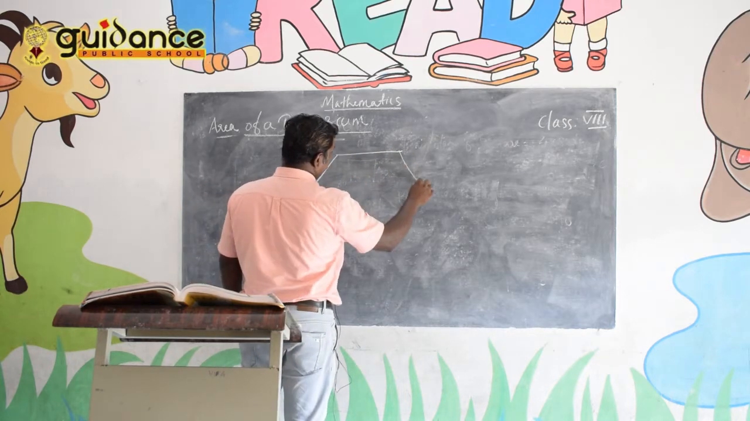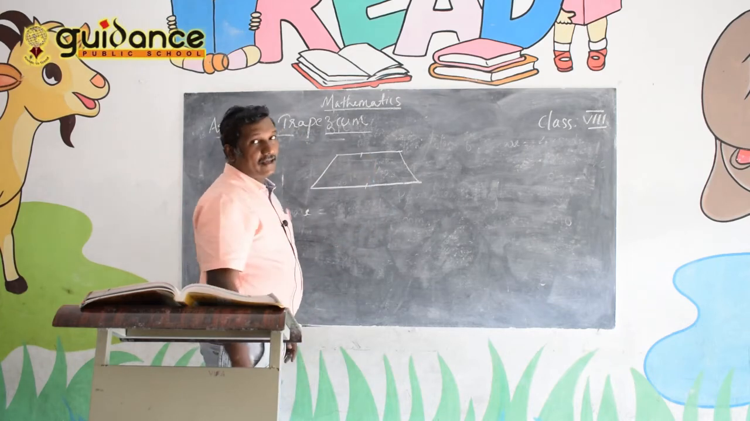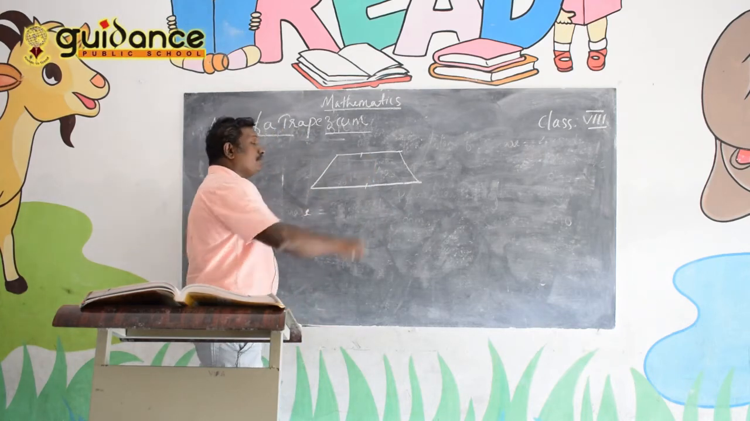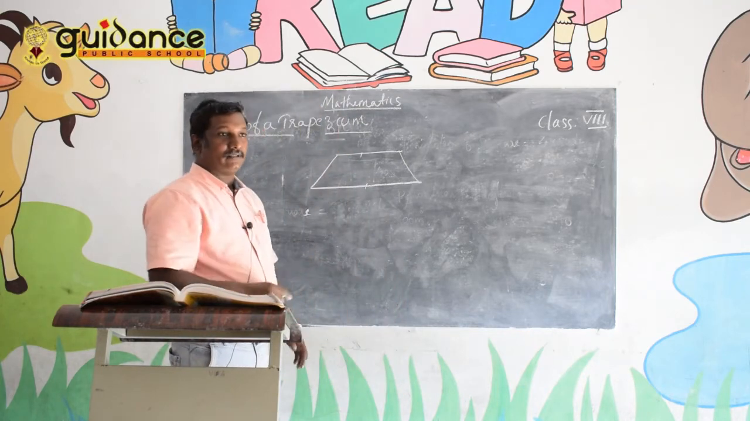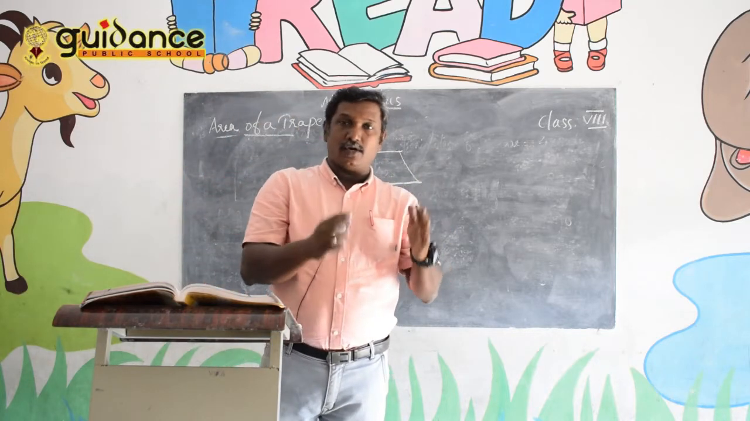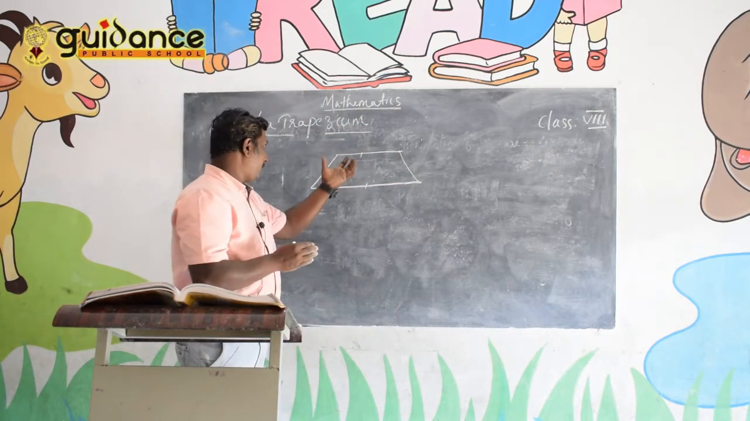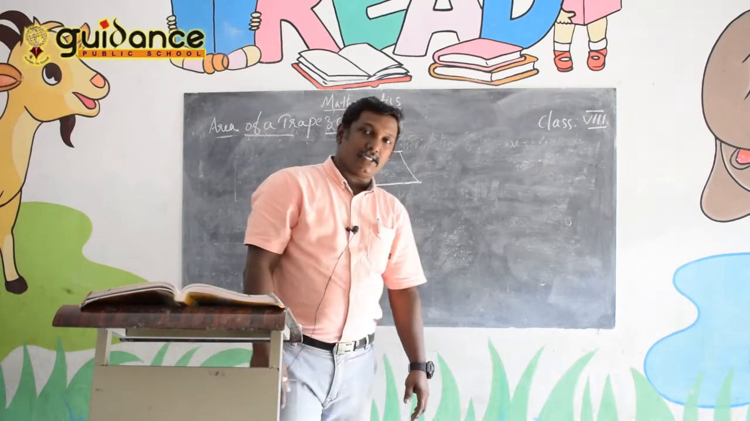It has a pair of parallel sides and a pair of non-parallel sides. It's a closed figure, a four-sided quadrilateral. It's a quadrilateral, and a pair of sides are parallel and two non-parallel sides are there.